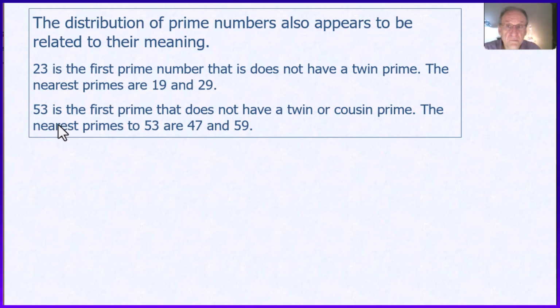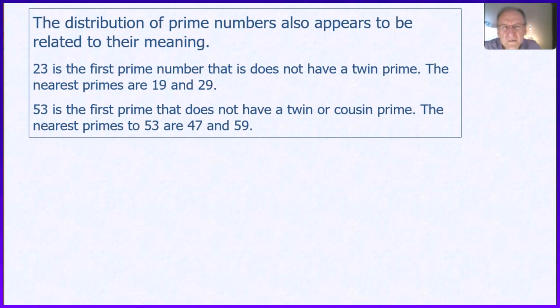The closest primes to 53 are 47 and 59. They are 6 away. So you have to subtract 6 and add 6. Those are called sexy primes. So the nearest prime to 53 is a sexy prime. So 53 is also very independent. As we go to higher numbers, the prime numbers are less frequent, they spread out.